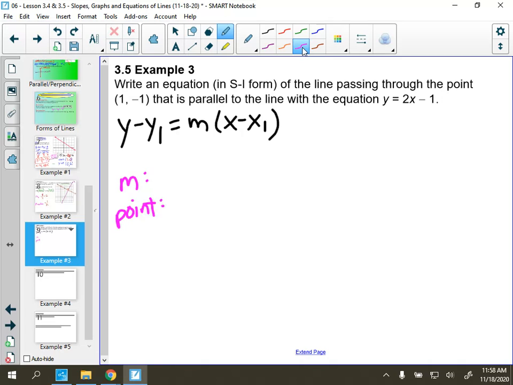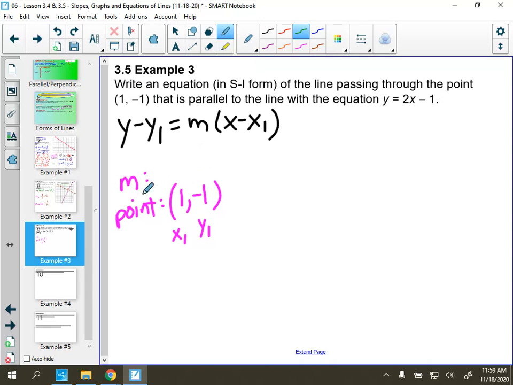We get the point on our line, kind of like that third example that we did in the warm-up, that we're passing through the point (1, -1). That for sure is a point on my line. So we'll call that x1 and y1. Awesome. The only thing that we have a little issue with, just like that third one on the warm-up, was we don't know the slope. It didn't tell us, hey, use this for your slope. But what else did it tell us?